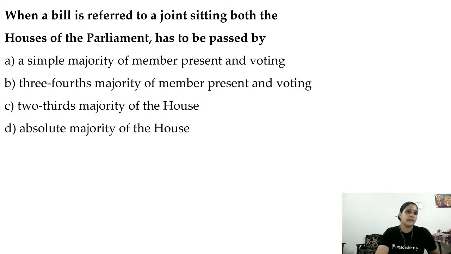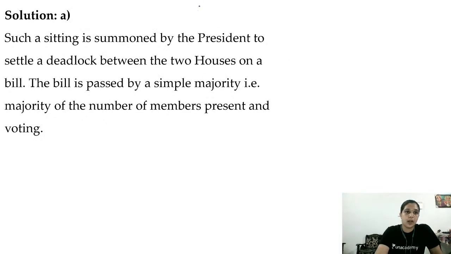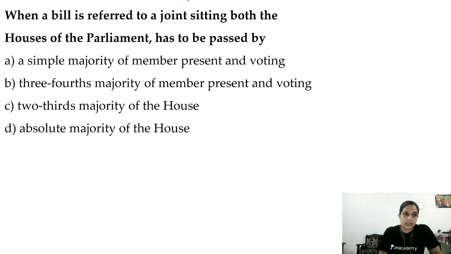Go watch them. When a bill is referred to a joint sitting of both the houses of Parliament, it has to be passed by simple majority. Keep that in mind. Very, very important. In terms of the two houses, when a joint sitting takes place, only simple majority is needed. Keep that in mind. Okay? Very, very important.